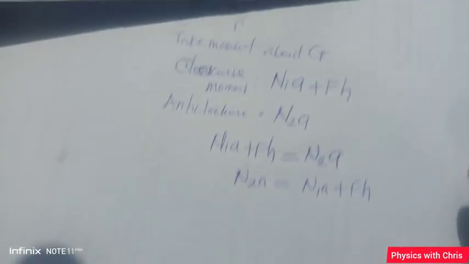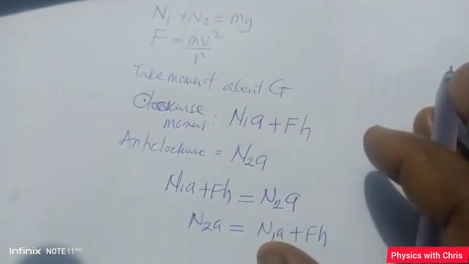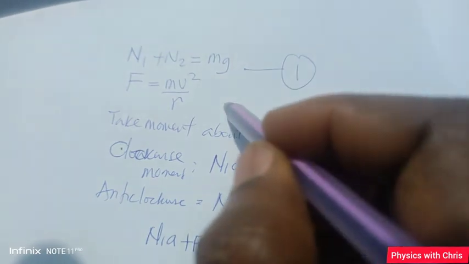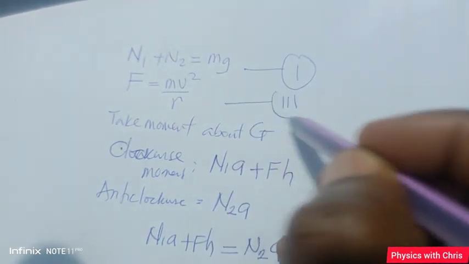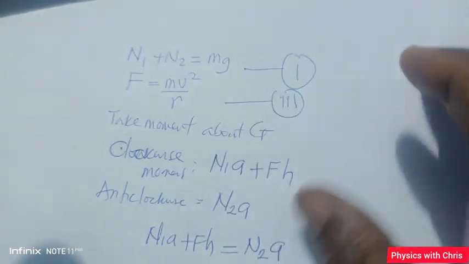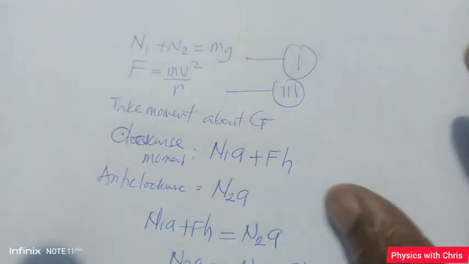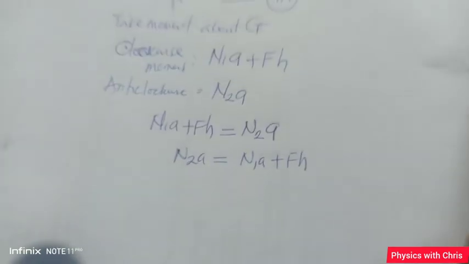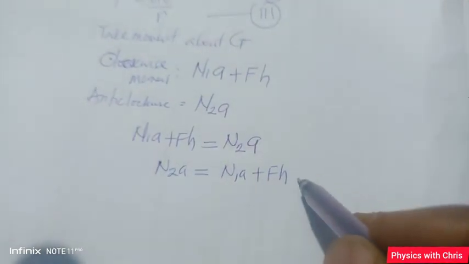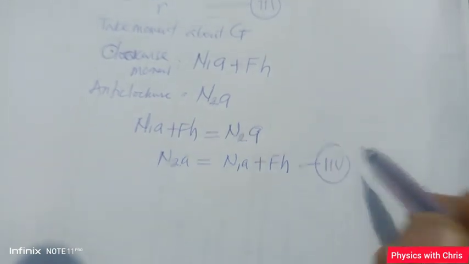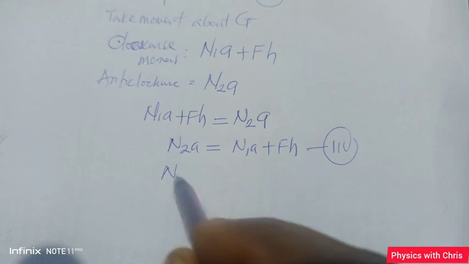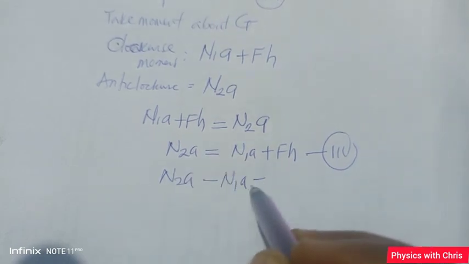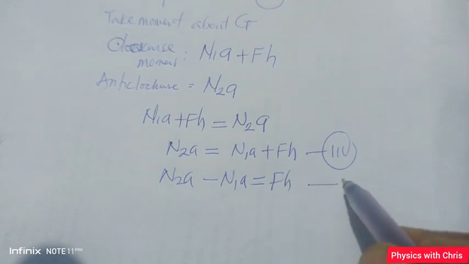Okay, so let's say I have this equation. Let me label this equation 1. I want to solve these three equations simultaneously: equation 1, equation 2, and equation 3. This is my equation 3. To solve them simultaneously, I have to write N2A, bring this to this side, minus N1A is equal to FH. I'm writing equation 3.